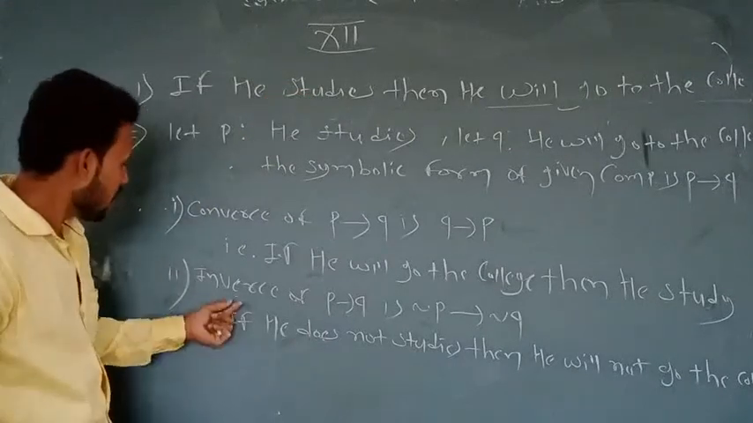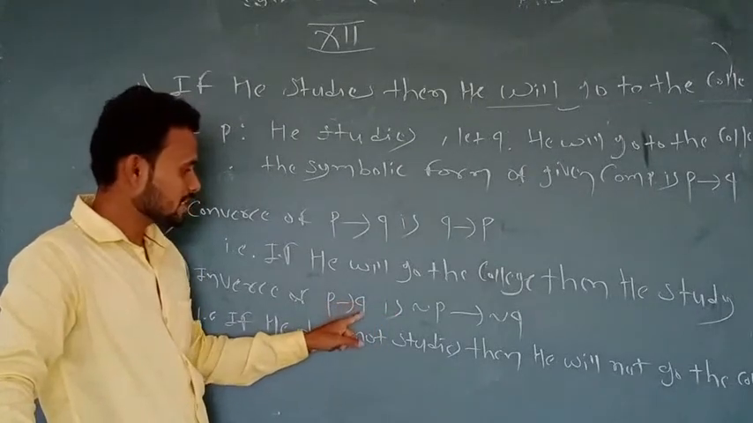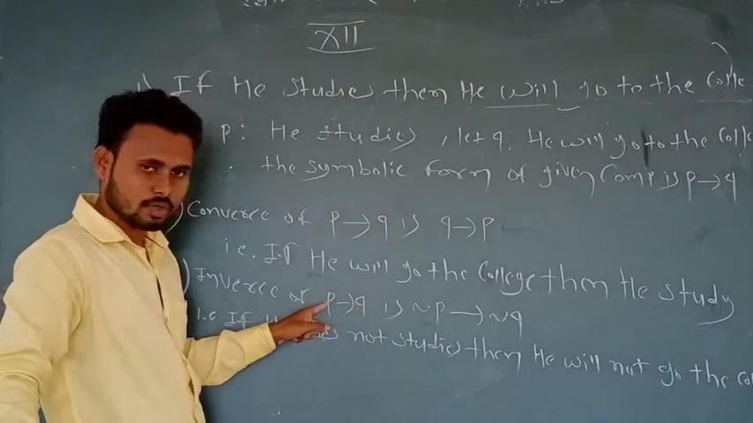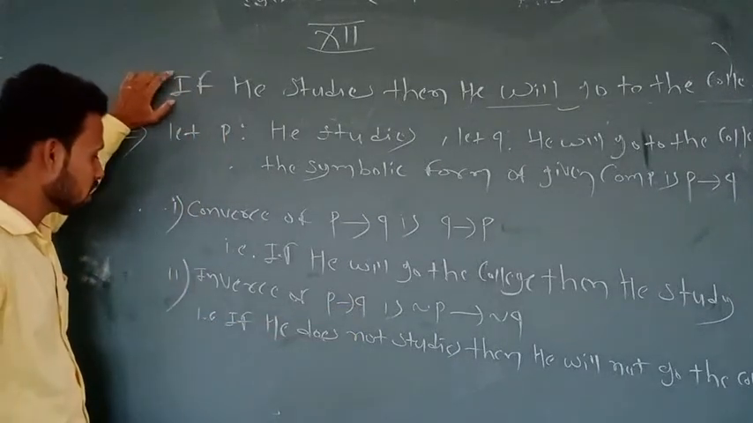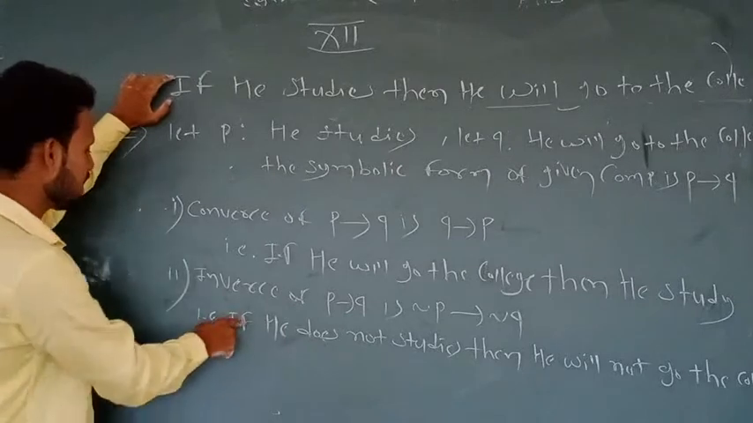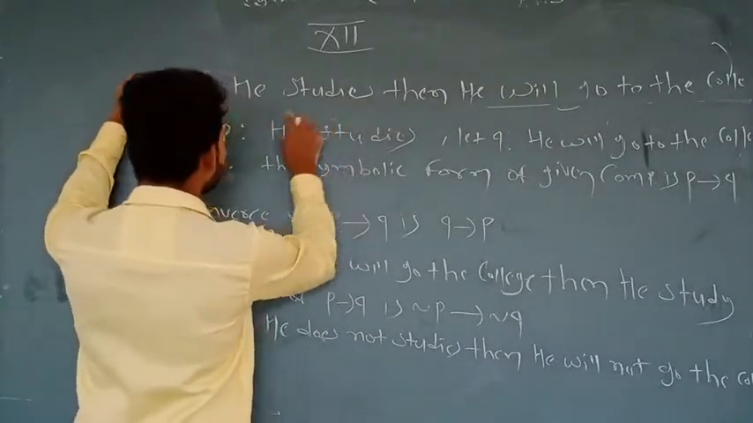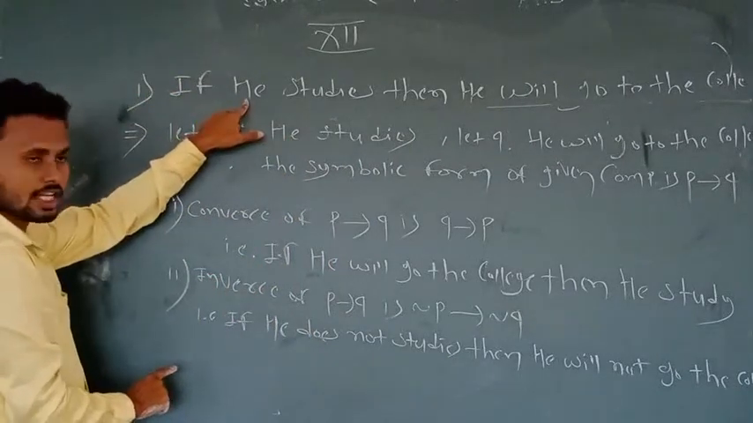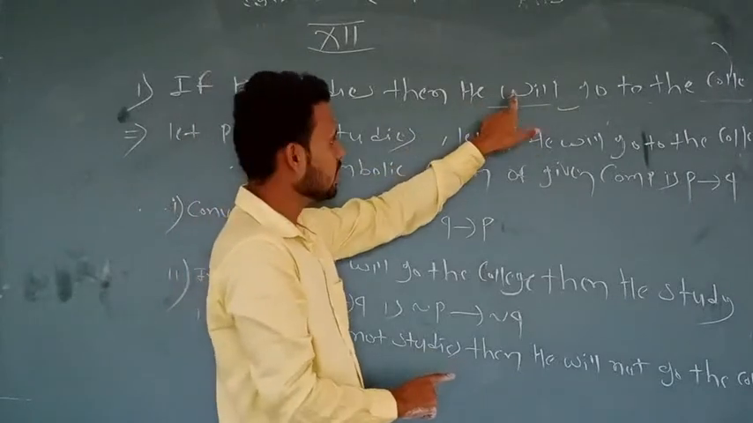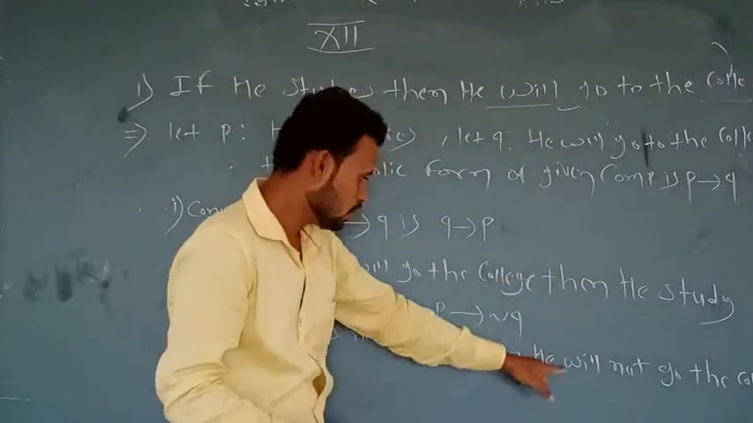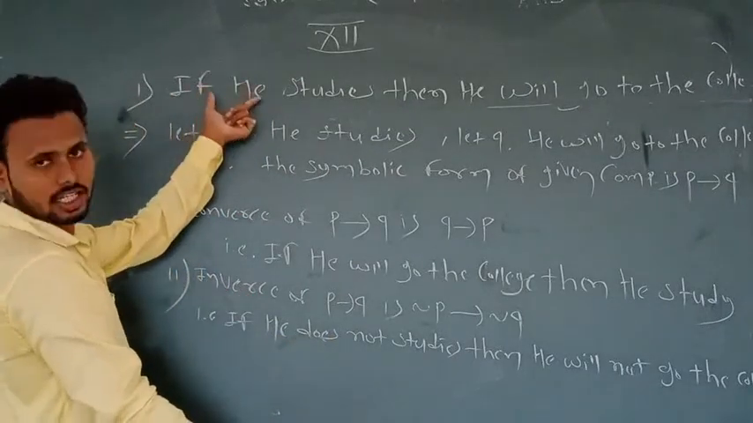Okay. What is inverse? Inverse of P implies Q is negation of P implies negation of Q. We just do negation of statement P and negation of statement Q. Therefore, the inverse of that statement: if negation of P, where this statement is P, then negation of that Q statement. If he does not study, then he will not go to the college, which is the required inverse of the given compound statement.